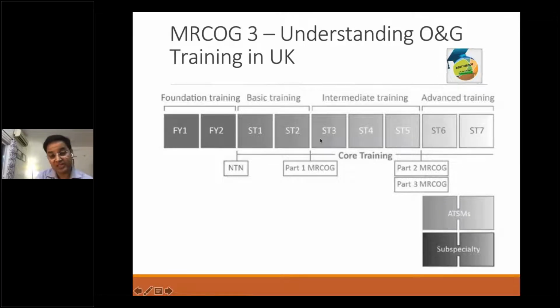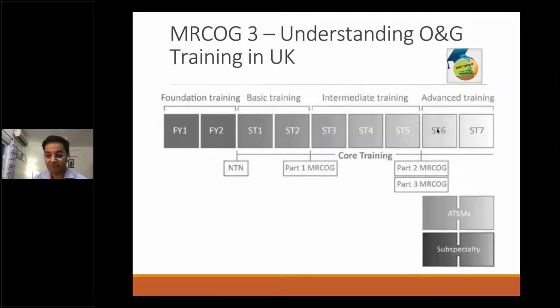To move from ST2 to ST3, one must clear part 1. So it is a requirement: to move from 2 to 3, you have to clear part 1. To move from ST5 to ST6, you must clear MRCOG. So you have to clear part 2 as well as part 3 if you want to move from ST5 to ST6.